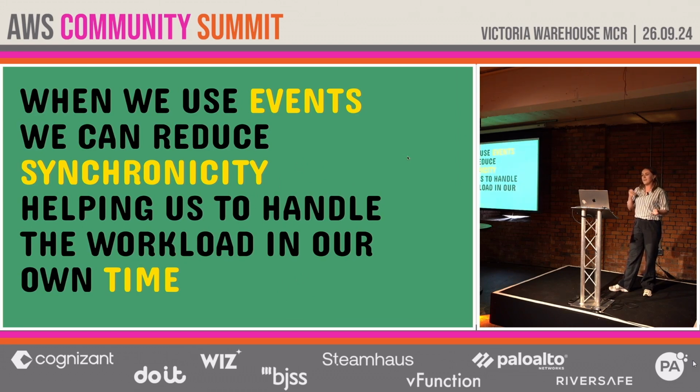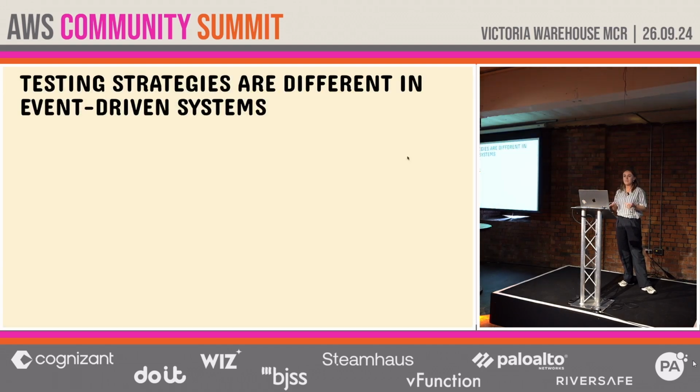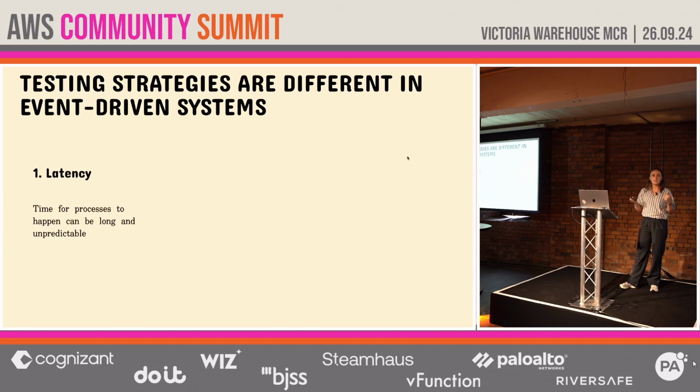So, as mentioned, we want to use events, and the thing is with these, testing strategies are quite different in event-driven systems and asynchronous systems because of the nature of, in particular, latency. So in a lot of systems there might be a small latency, but it's also unpredictable. So you can have tests being run on deployed services that take a long time to complete, and this increases the length of your CI/CD pipeline, and hence reduces your speed of delivery and recovery if you need to roll things back.